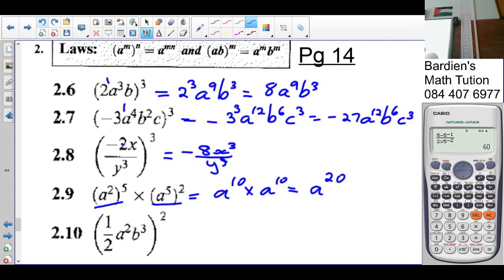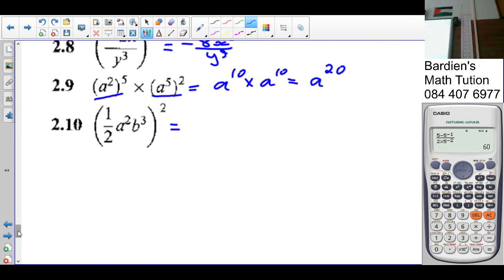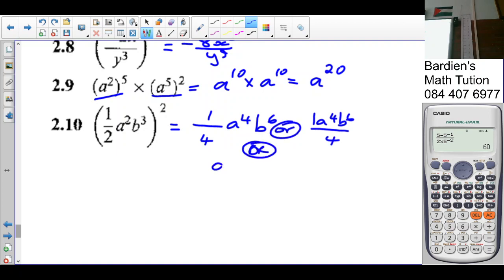And the last one, let's look at the last one. 1 squared. 1. 1 to any exponent is 1. 2 squared? 4. A4, B6. It can be written like that, or it can be written as 1A4 B6 over 4, or A4 B6 over 4. All of that is the same answer. You see how easy maths is? You can get 3 answers. It's all the same. All good.